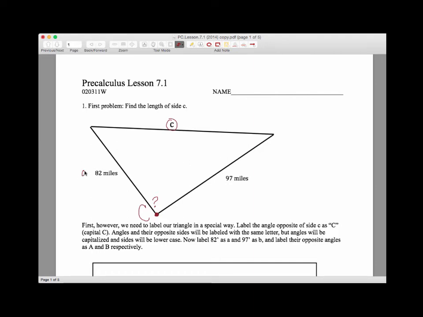So let's let lowercase a be 82. That means that the angle directly across from 82 will be uppercase A. And 97 will be little b. Little b will be directly across from angle B, which will be capital B, uppercase B. So now let's see if we can solve the triangle.